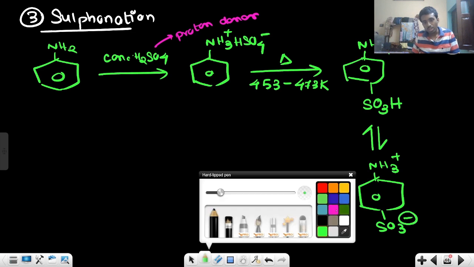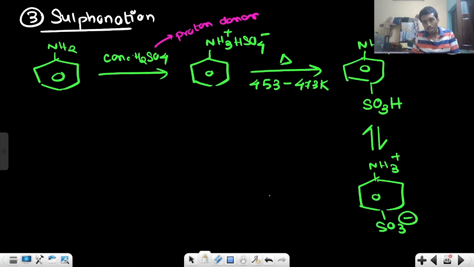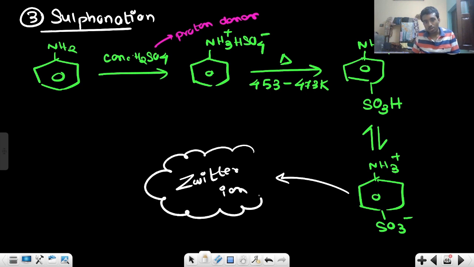This thing in chemistry we call a Zwitter ion. Zwitterion means according to the pH they will change. If I give acidic pH, then this will be formed. If I give basic pH, this will form. So according to the pH, it will change.